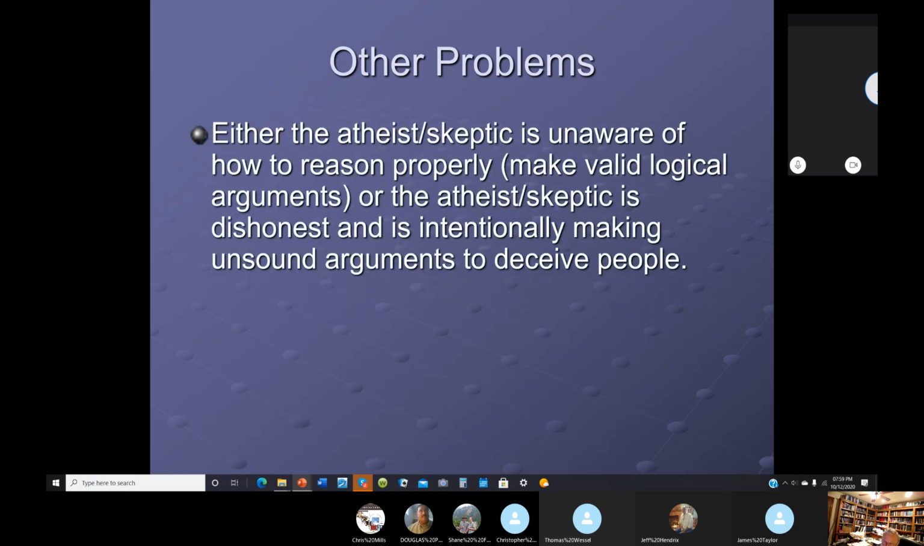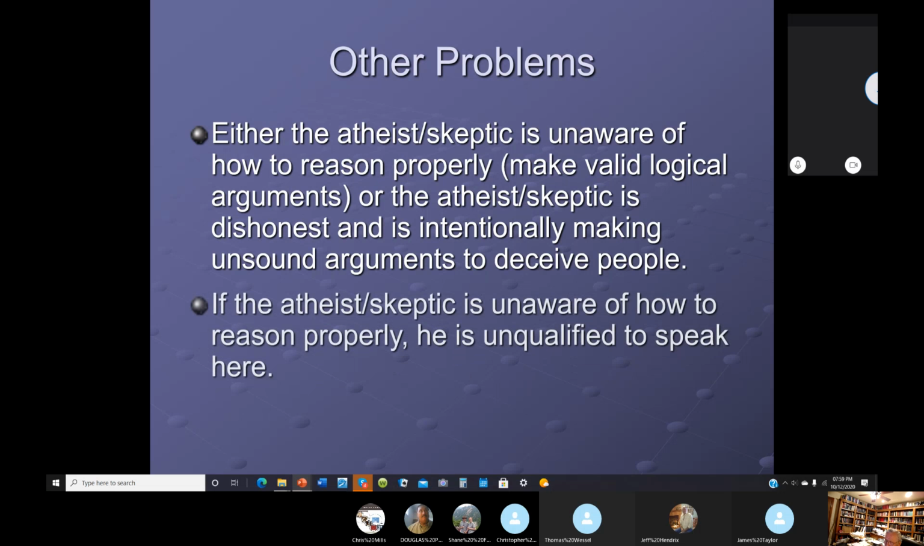All right. Again, they would deny that miracles occur because they're atheists, that these clothing didn't wear out and so forth. Either the atheist, skeptic is unaware how to reason properly, that is to make valid logical arguments. A valid argument is one that's properly constructed. An argument that denies the antecedent is invalid. If it's invalid, not properly constructed, it's automatically unsound. Either he doesn't know how to reason, or he's dishonest and intentionally making unsound arguments to deceive people.